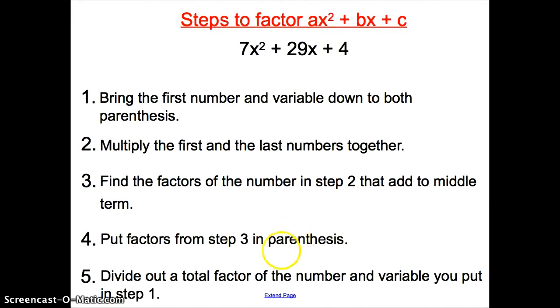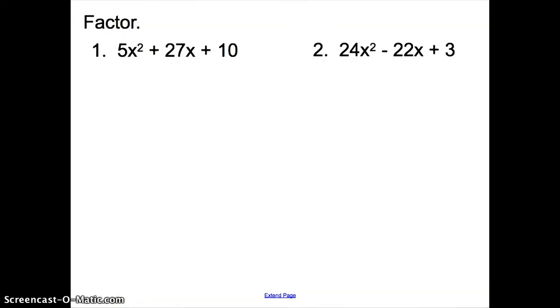So if these steps don't make sense, see if we can follow along with these steps for our next couple examples. So let's try number 1 here. What was my very first step? My very first step was bringing this 5 down in both sets of parentheses, and make sure that we're bringing the variable along. So we're bringing a 5x down in both sets of parentheses.